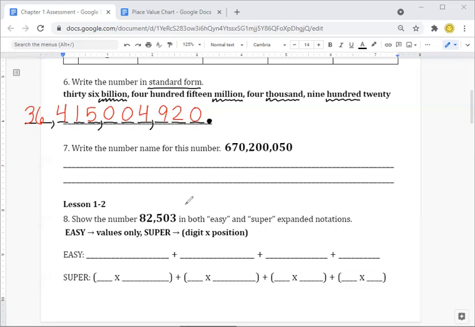Number 7, you're doing the opposite. I'm giving you a big number and you're translating it into the number named word form. So let's look back at how we do that. We kind of look at each period and say their name and their position as we go along. So let's start with this first bank of numbers. Say what you see. I see a 670, and then we say what place value it's in. What place value is the 670 in? It's in the millions period. So we're going to say 670 million.